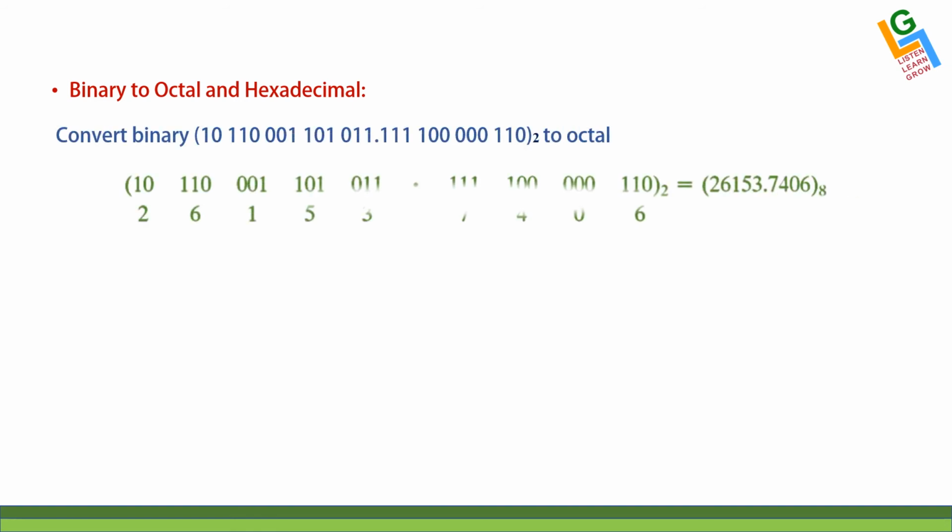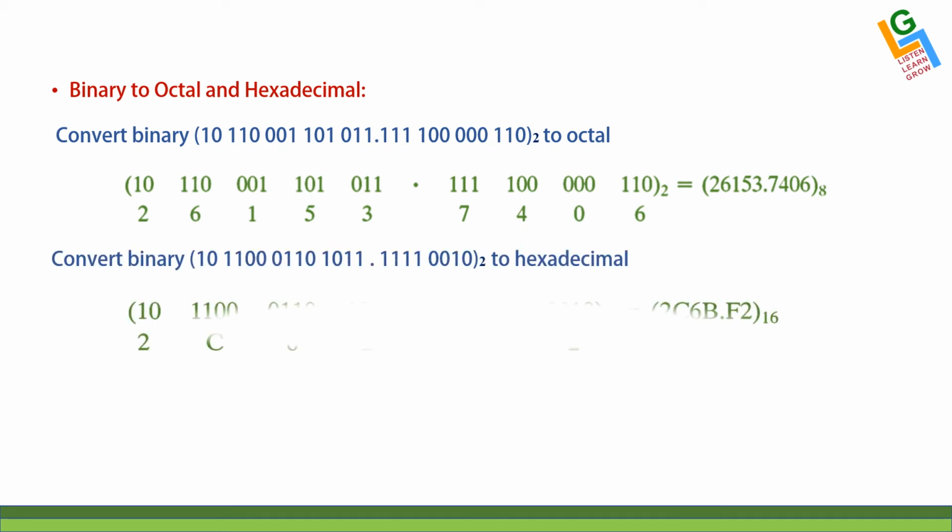Binary to octal and hexadecimal. The conversion from binary to octal is easily accomplished by partitioning the binary number into groups of 3 digits each, starting from the binary point and proceeding to the left and to the right. The corresponding octal digit is then assigned to each group.